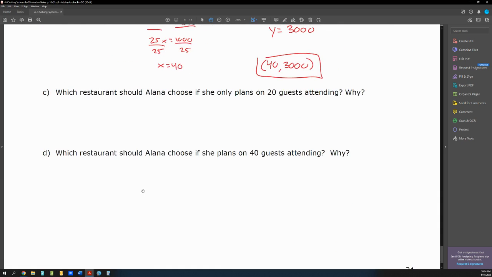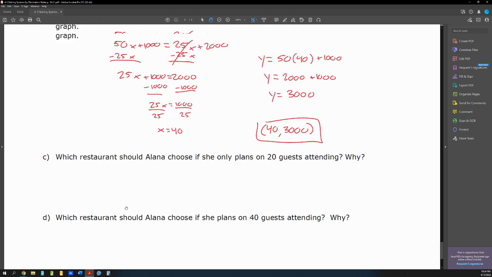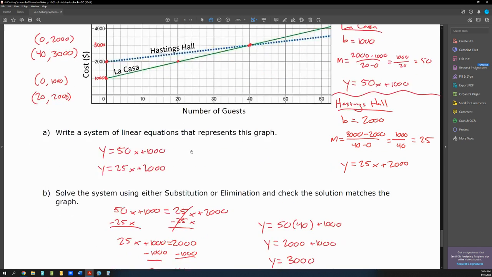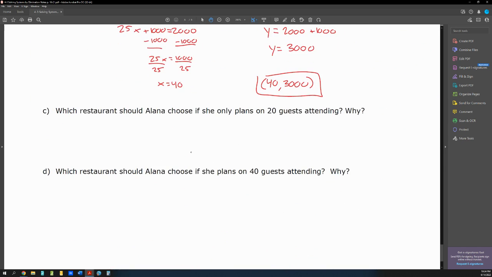Part C. Which restaurant should Alana choose if she only plans on 20 guests attending, and why? So let's take a look at the graph. We can see at number of guests, x-axis, where it equals 20, which one has a lesser cost, or which one is cheaper. So over here, if we look at 20, the lesser of the two is this green line for La Casa. So La Casa is going to be less expensive. So Alana should choose La Casa because it is less expensive.